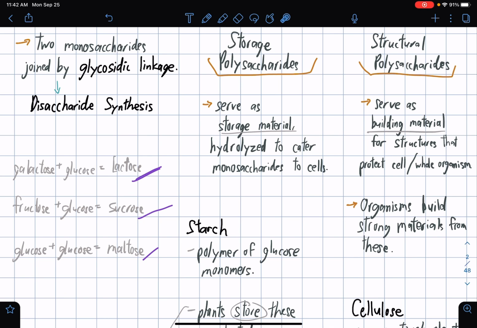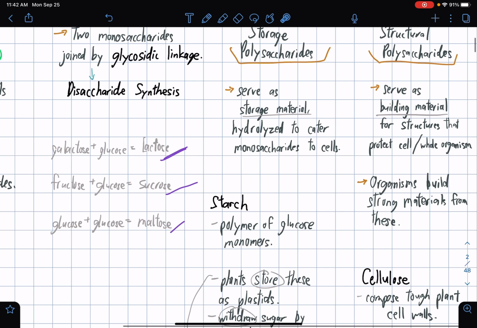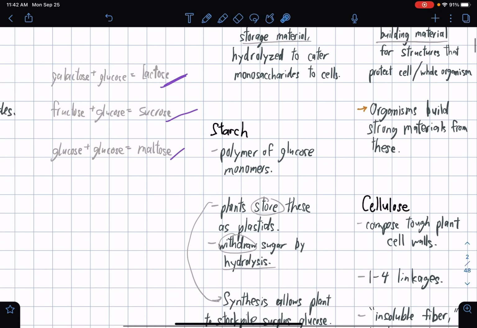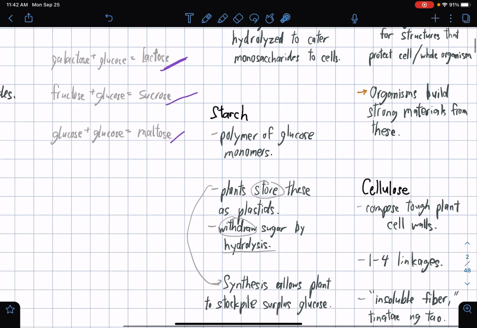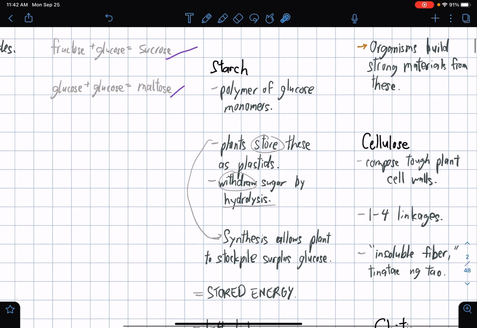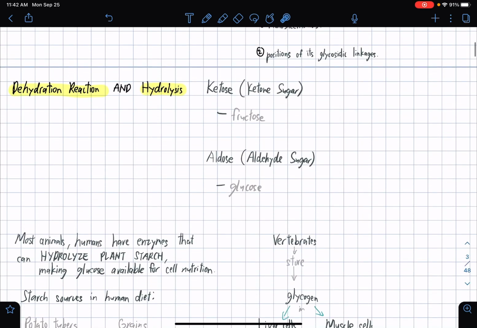Picture that. And an example of a storage polysaccharide is starch. This is the polymer of glucose monomers. This is basically the one associated with the storage of food for plants. Plants store these as plastids. They withdraw sugar by hydrolysis. More on this later, the term hydrolysis, as well as another term that's related to it, actually the opposite of hydrolysis, which is called the dehydration reaction. I think it's the next page.